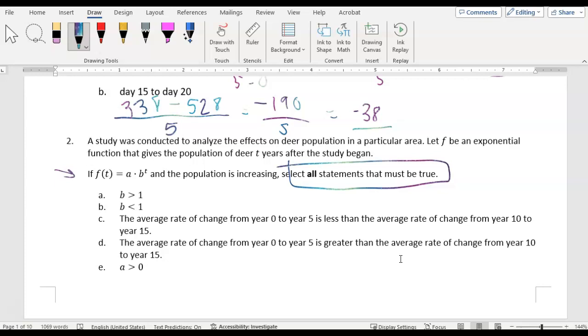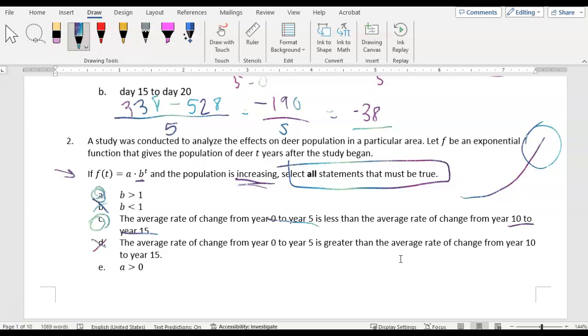So b is greater than 1. Well, if it is increasing, then that means our factor does need to be greater than 1. That also means it can't be less than 1. The average rate of change from 0 to 5 is less than the average rate of change from 10 to 15. Yes, because this is an increasing, a growth model. Our greatest growth is going to be later, and so then this is true. That means that the opposite is false.